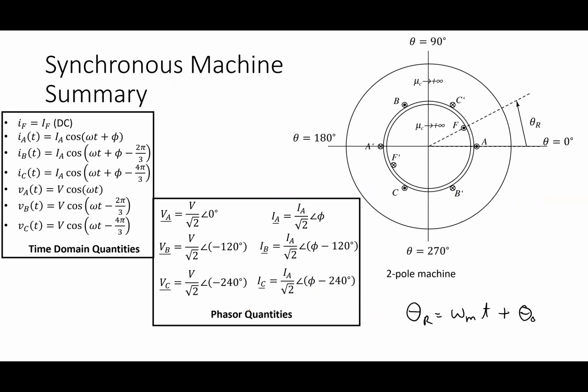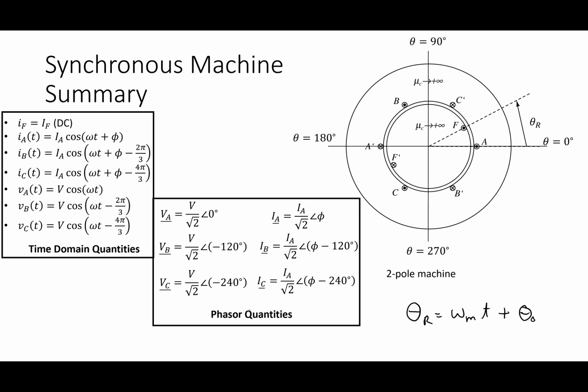So real quick, just to summarize here, if I look at the synchronous machine, these are our core quantities that I have here. I have a DC current in the field coil. Those are all my time domain quantities. Those are my phasor quantities. I said that the rotor has a mechanical position that I defined there, theta r. And basically it says that the angle of the rotor is changing over time.